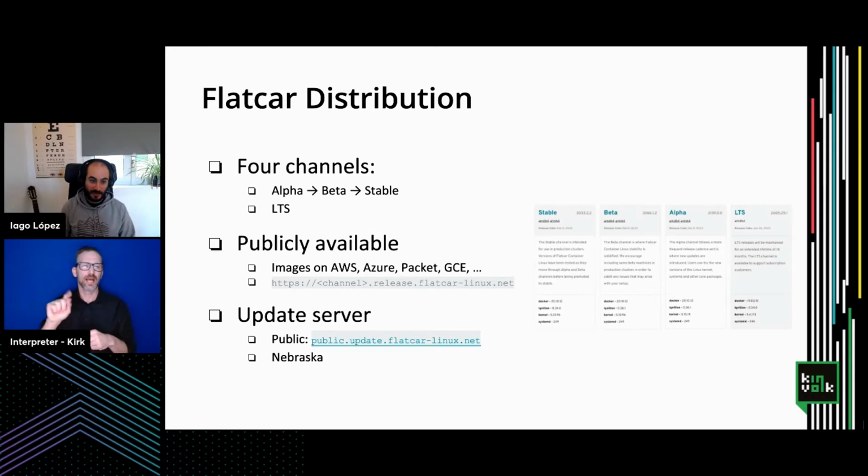You can download the images on that URL, substituting the channel you want. And there's an update server. We have our public update server where you can get the updates automatically. But if you want, we also have this software called Nebraska, which allows you to handle your updates in your own way and define times to update and the versions that you want to update certain machines in your fleet.